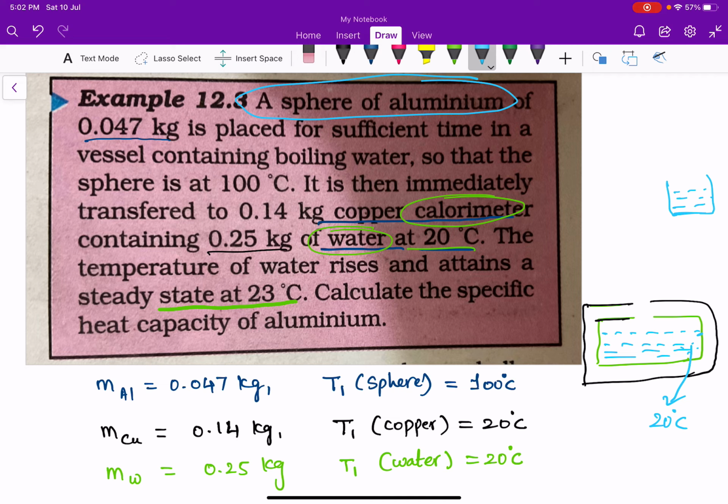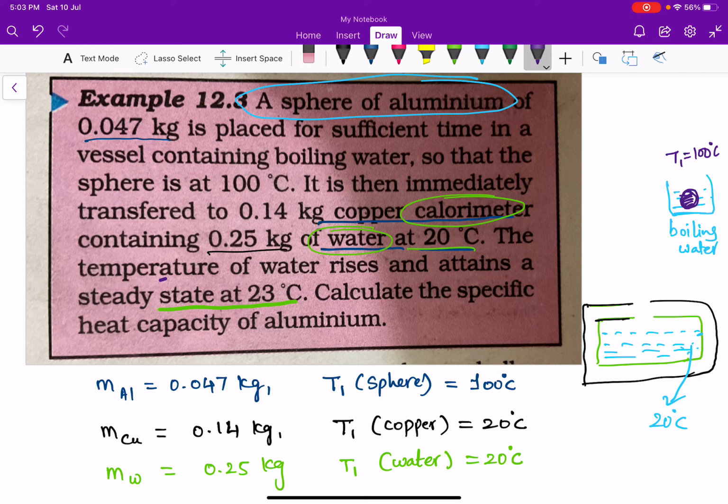This is nothing but boiling water. So there is an aluminum vessel inside the boiling water. So the initial temperature of the aluminum sphere is equal to 100 degrees Celsius. So now I am keeping the temperature of water.